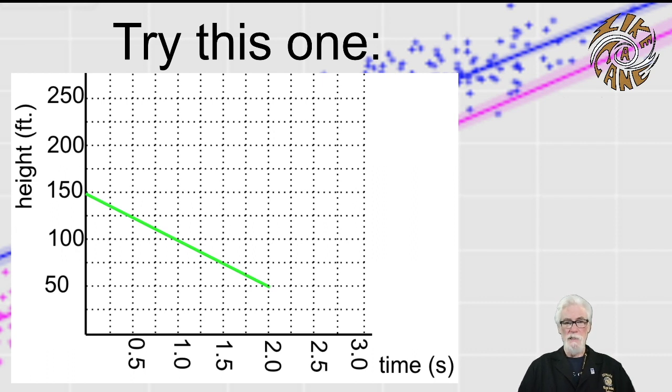Stop the video and give this one a try. See if you can figure out the vertical intercept, the slope, and write an equation.